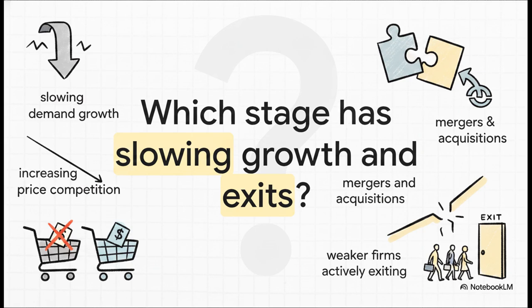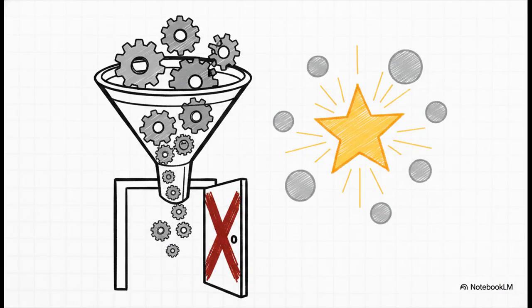We have slowing demand growth, increasing price competition, a sudden wave of mergers and acquisitions, and weaker firms are actively exiting the market. Ask yourself, what stage of development are we looking at? If you said the shakeout stage, you hit the nail right on the head. The absolute dead giveaways here are the exits and the consolidation. Growth has hit a brick wall, and there's simply too much capacity.